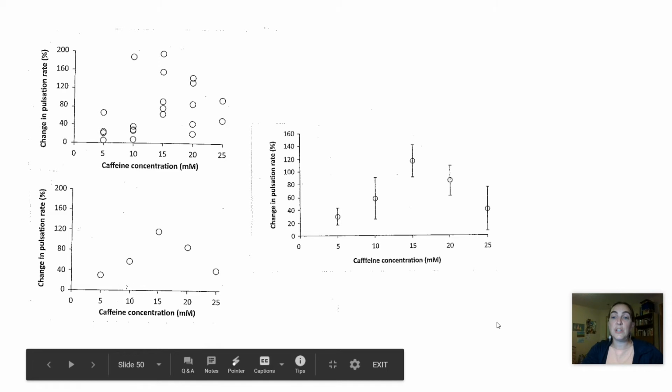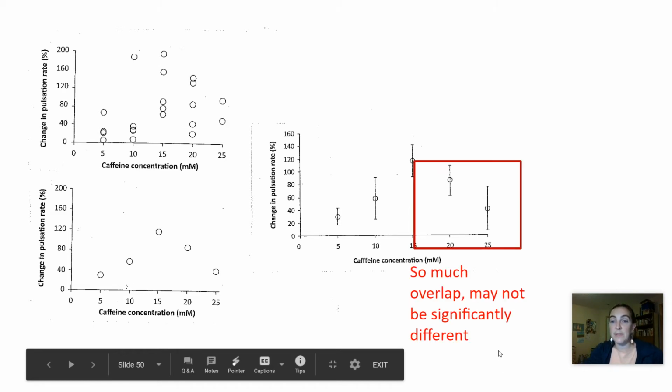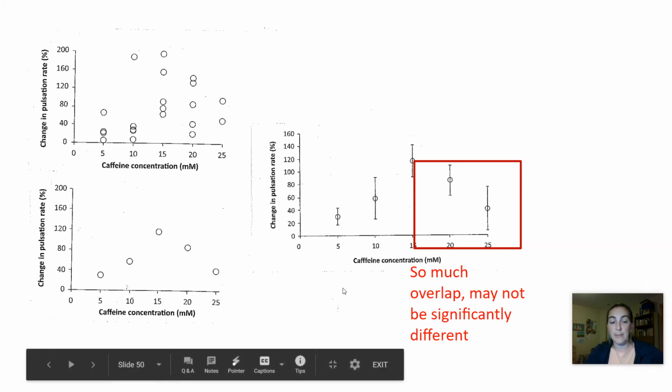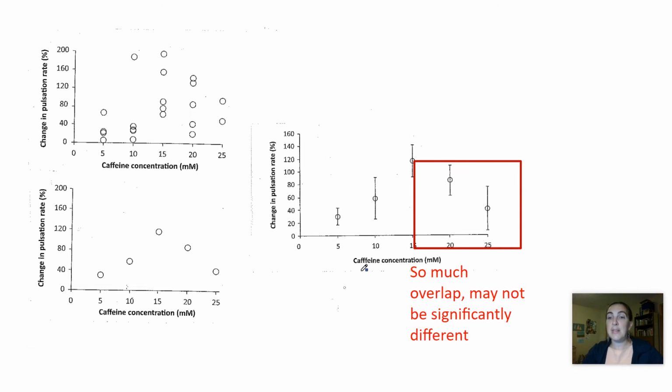So if we come back to look at this graph that we started with, you can see a couple more examples of that. If we look at 20 and 25 millimoles of caffeine, there's so much overlap between these that they may not be statistically significant. This error bar goes down to here, this one comes up to here. So you've got this whole area of overlap where the average could actually be the same.